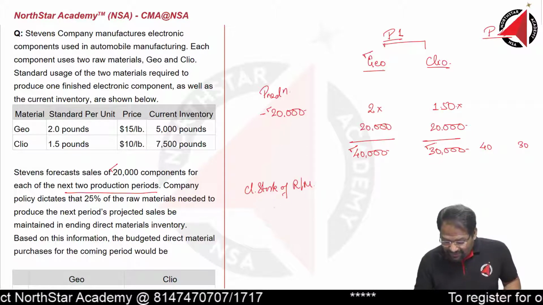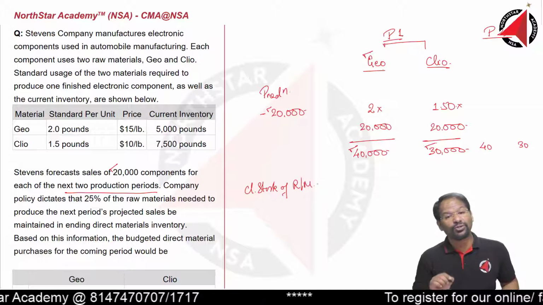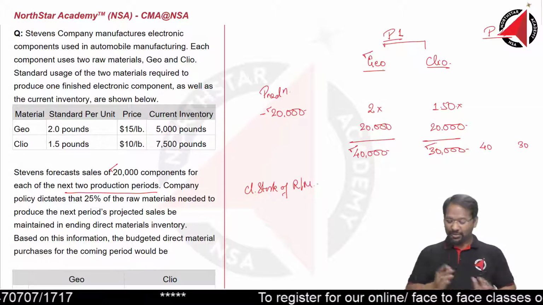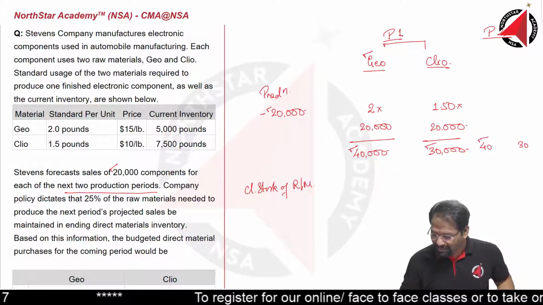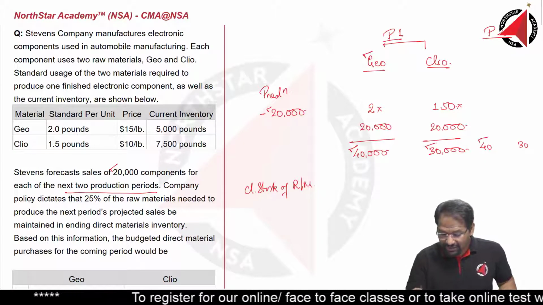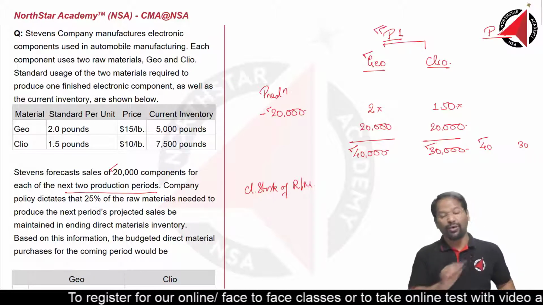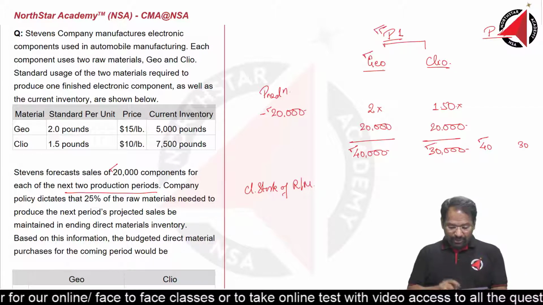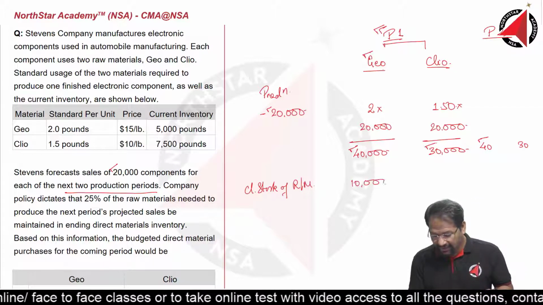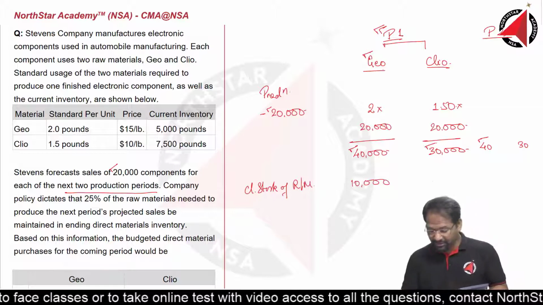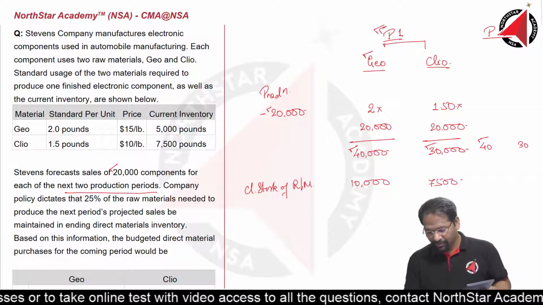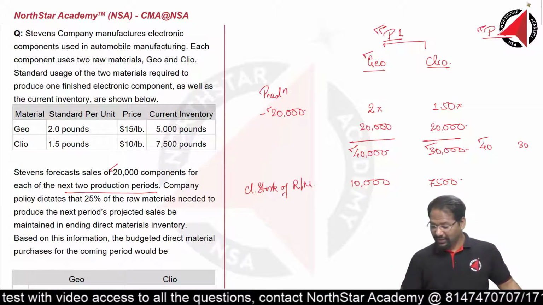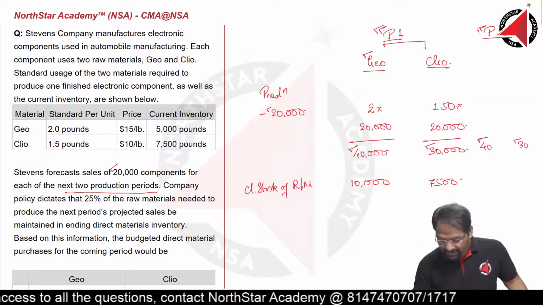And it says 25% will be maintained as closing stock of the requirement of the next period. So 40,000 multiplied by 25% will be the closing stock of the current period, period 1. Let's calculate that. 40,000 multiplied by 25% gives 10,000, and 30,000 multiplied by 25% gives 7,500. This is basically the requirement for period 2, 40,000 and 30,000. This becomes the closing stock.